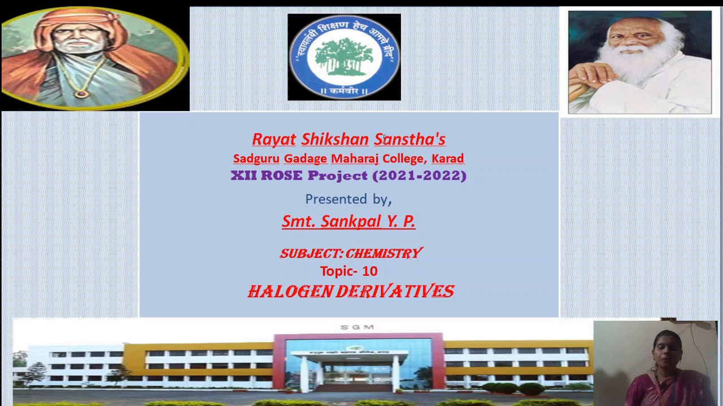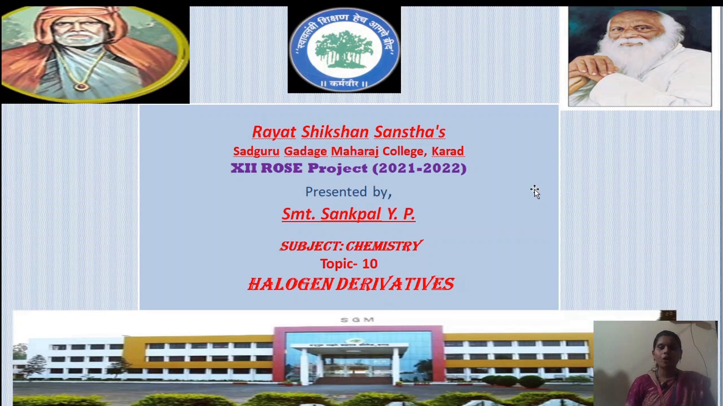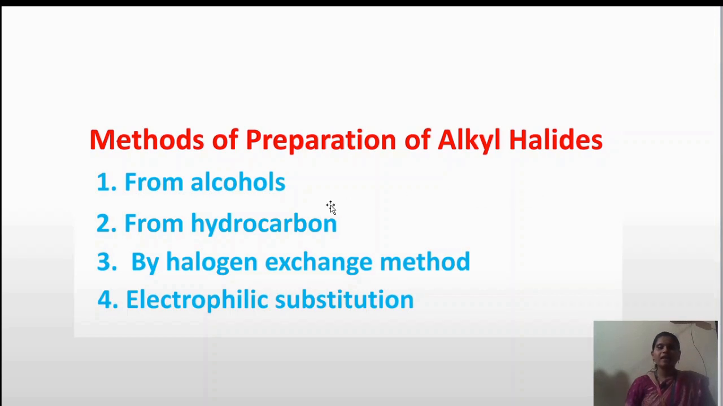We started the topic halogen derivatives, and in the last lecture we completed the nomenclature of the halogen derivative. Now in this lecture we will start the methods of preparation of the halogen derivative. There are four methods of preparation of alkyl halide, that is halogen derivatives. First is from alcohols, second is from hydrocarbon, third by halogen exchange method, and fourth is by electrophilic substitution.